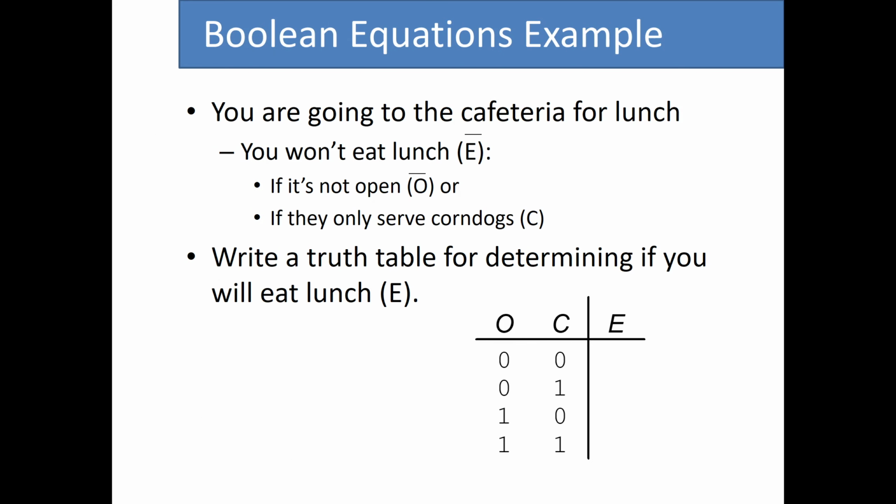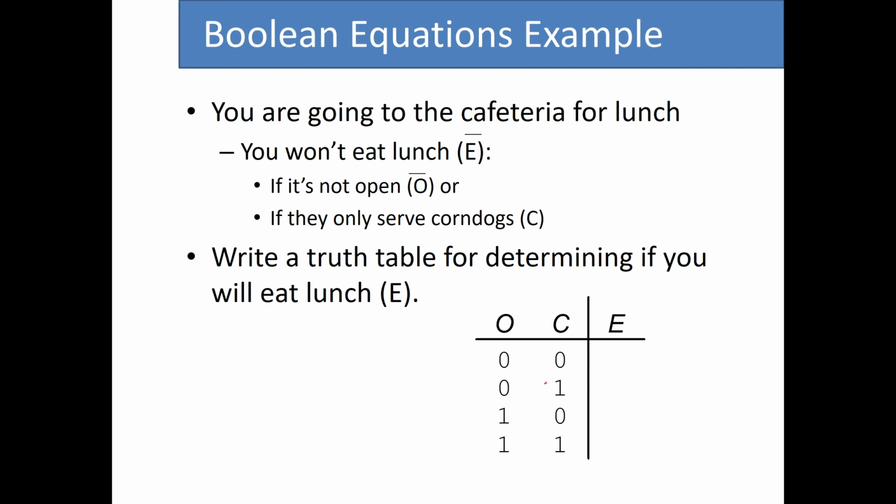So now that we saw this, let's just take a look at one example. You are going to the cafeteria of the university for lunch, but there are some conditions. You won't eat lunch. Basically, E is used to represent eating lunch. So you won't eat lunch, that means that E bar is true, if it's not open, so if O bar is the case, or if they only serve corn dogs.